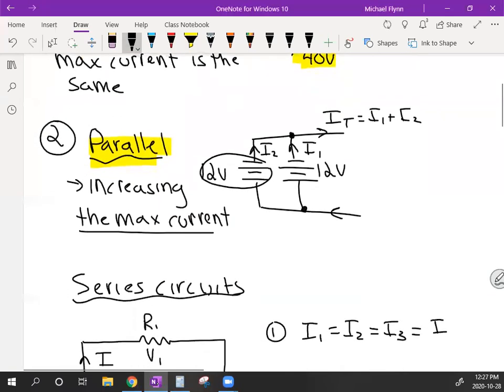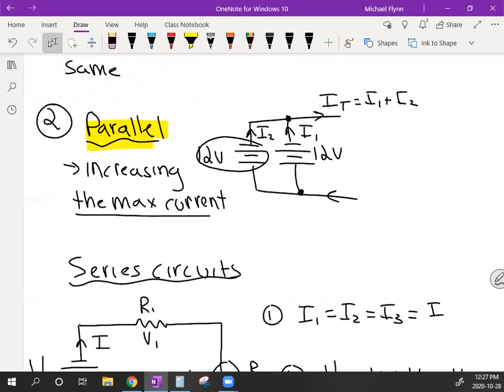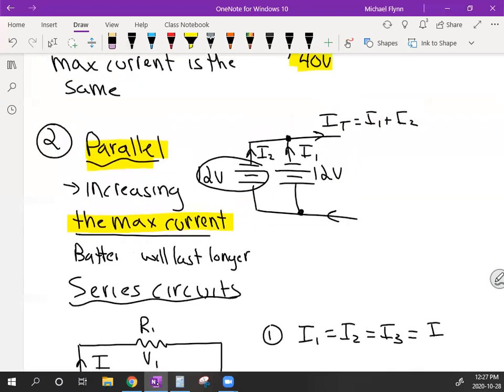Now, connecting batteries in parallel is very different. It's a different reason for doing it. We're increasing the maximum amount of current you can get. And this has sort of a corollary effect. Batteries will last longer like this when they're connected in parallel. Let's say you don't need more current, but you just want the batteries to last longer. We'll just put a second battery, okay, in parallel, and it will last longer.